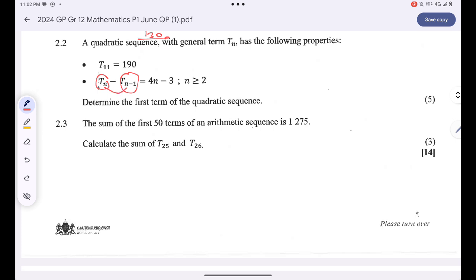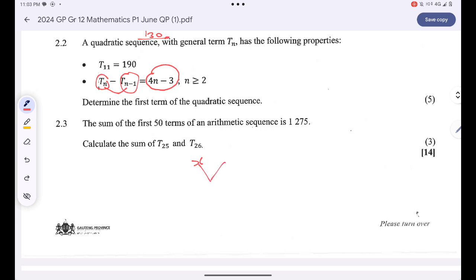Remember guys, in my quadratic sequence, I have two types of differences: the first difference and the second difference. Please note that the first difference is always arithmetic, and the second difference is constant. So this is basically the nth term for my first difference. Let's say my first term was x.